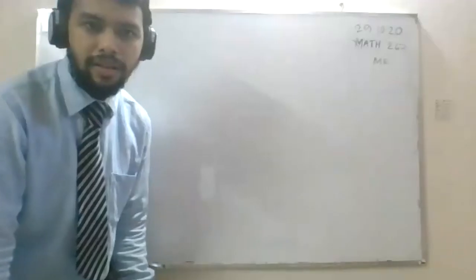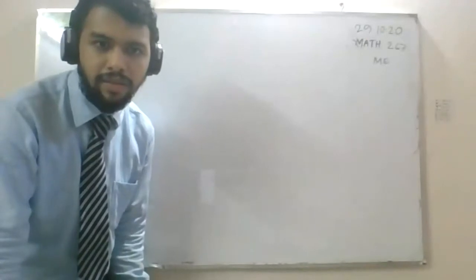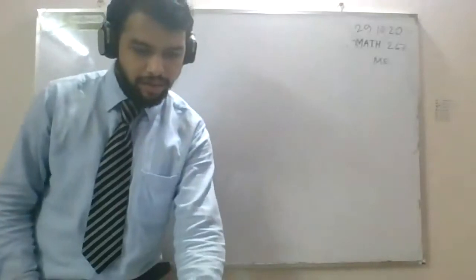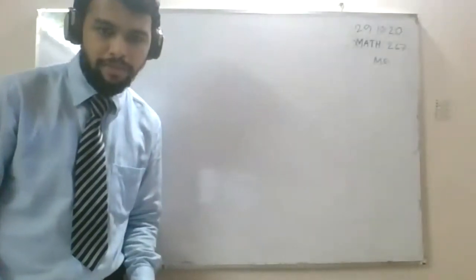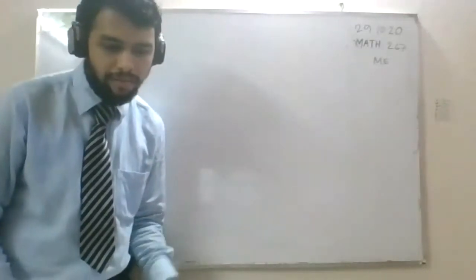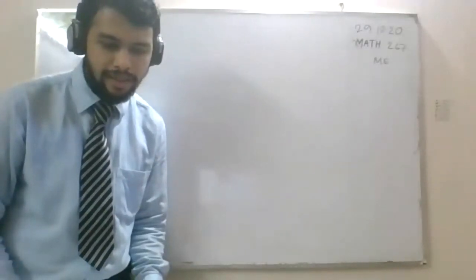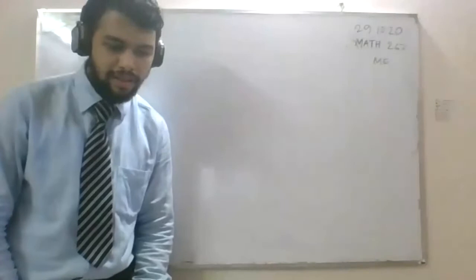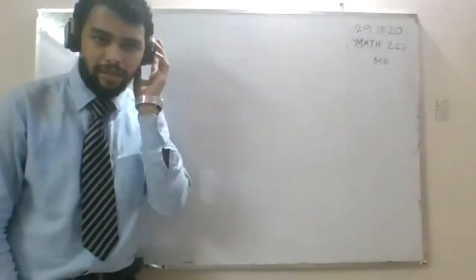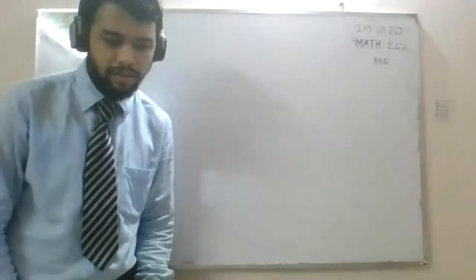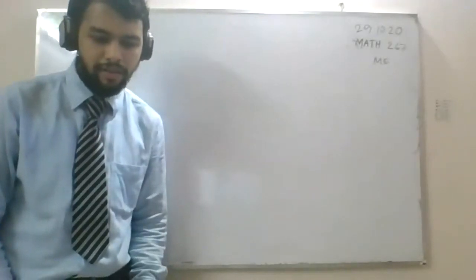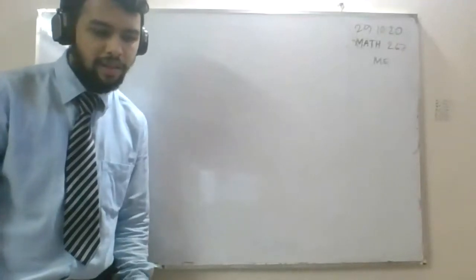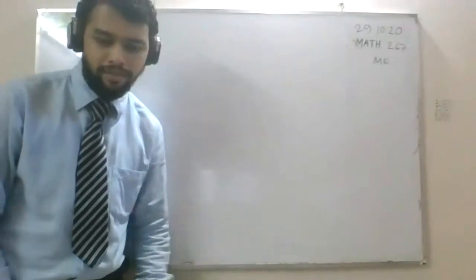So let me start my class. In our last class, we solved one boundary value problem: del u by del t equals del square u by del x square, where 0 less than x less than 1 and t greater than 0, with u(0,t) equals u(1,t) equals 0, and u(x,0) equals 3 sine 2 pi x. This was our boundary value problem.